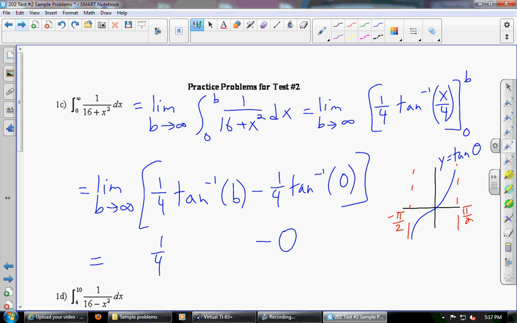So inverse tan of infinity is really asking what kind of angles should I plug in and get over to here? And the angles we should plug in are the ones that are closer and closer to pi over 2. So inverse tan of infinity is actually pi over 2. So I'll mush those things together. Our final answer is pi over 8.